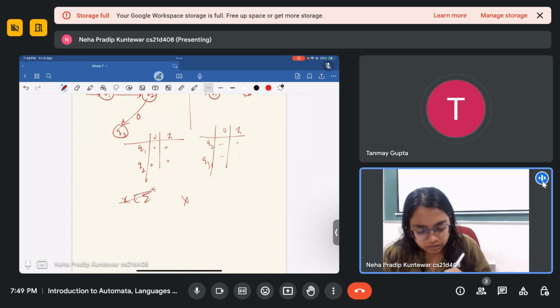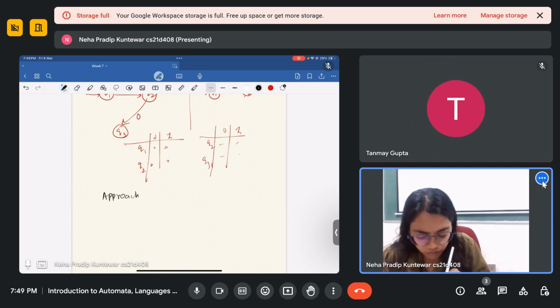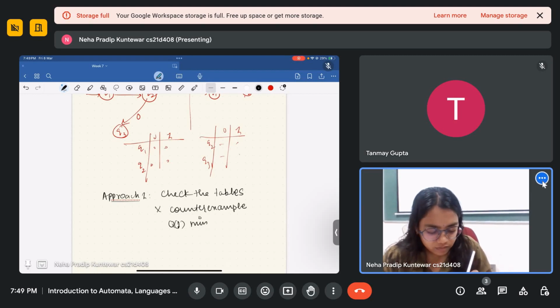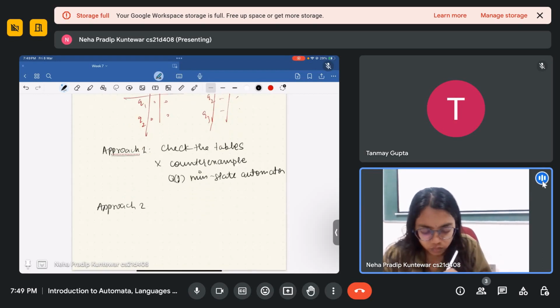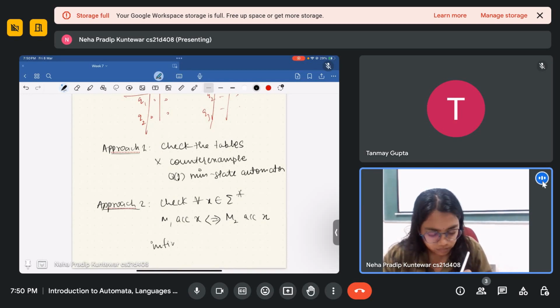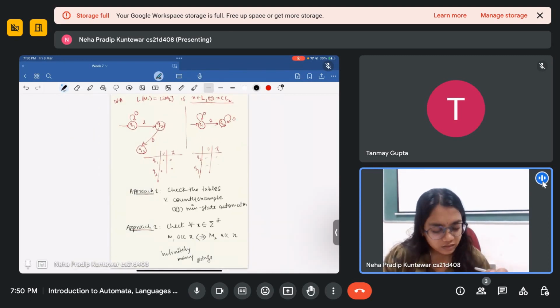Okay, so I'll just write a few lines. Approach 1 was that you check the table. But this won't work because the counterexample is question 1 that we saw today, which is the minimum state automaton. And approach 2 is that you check for all x in sigma star, if M1 accepts x, then M2 accepts x. This is also not enough because these are infinitely many strings. We want to terminate at some point. We want to conclude whether it is equal or not.